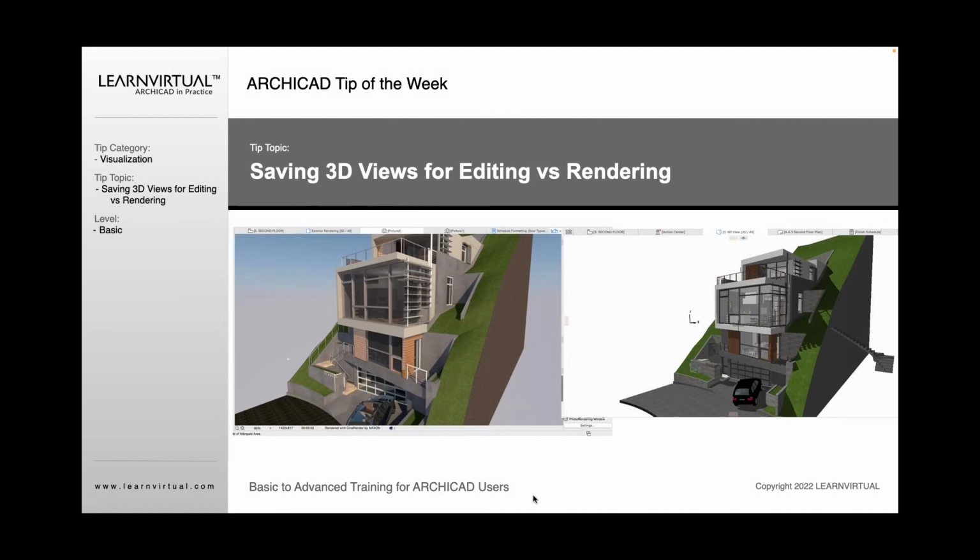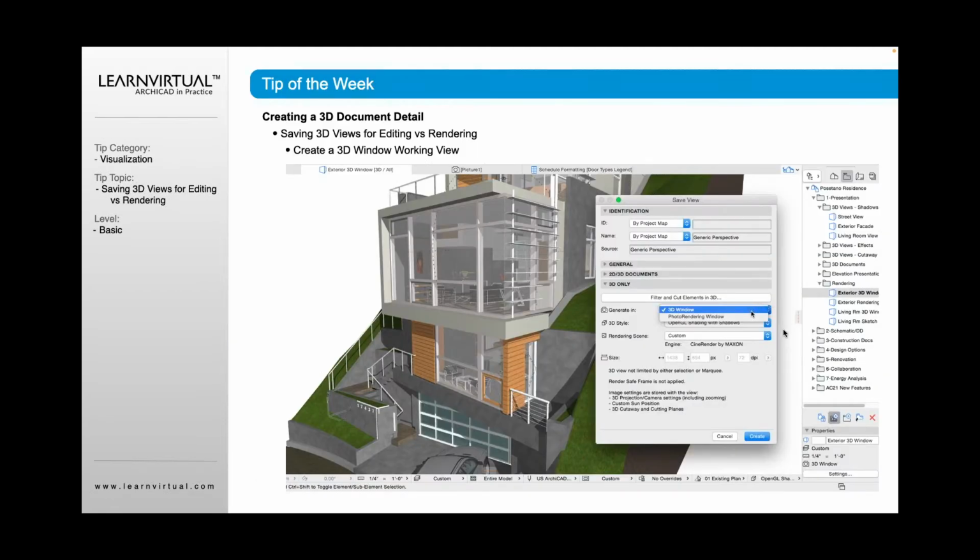All right, for our tip of the week now, saving views for editing versus rendering. So on the right-hand side, this image right here, this is our typical 3D view. So this is what we would get if we generate something in a 3D window. And this is what we would use if we are using this view to still edit elements.